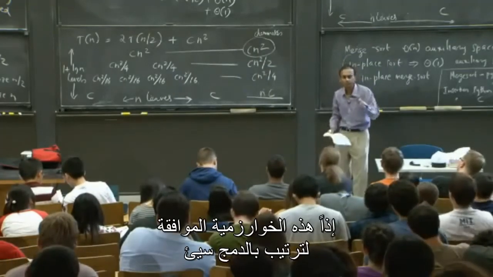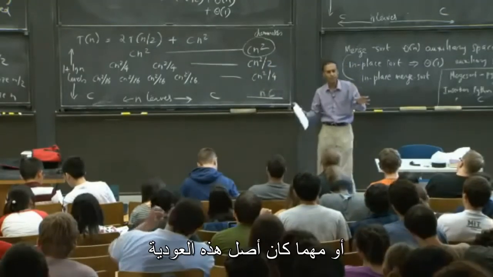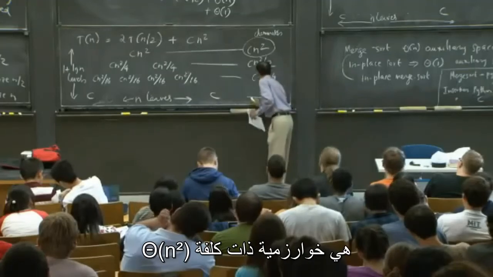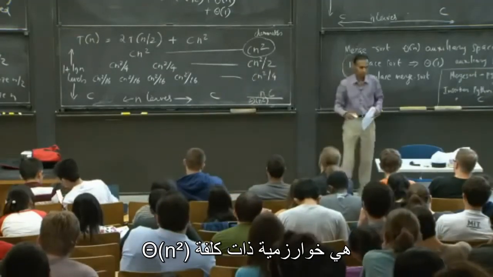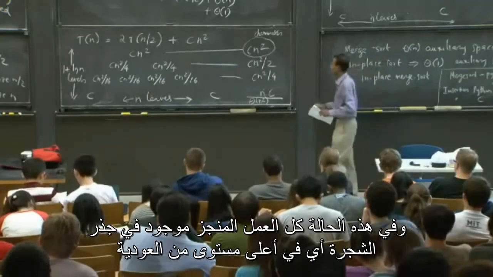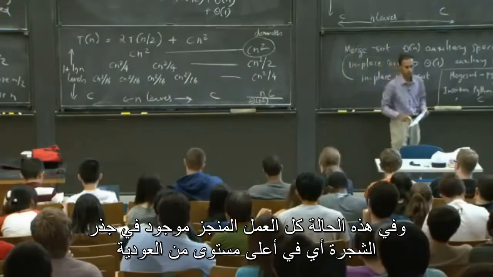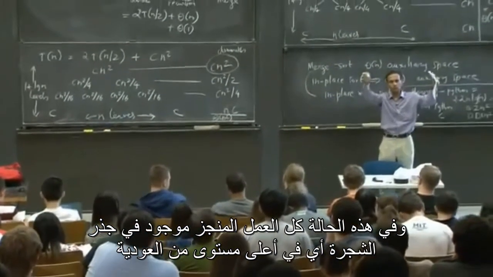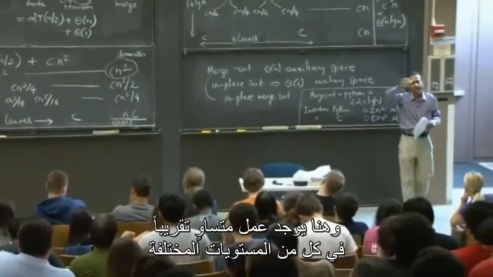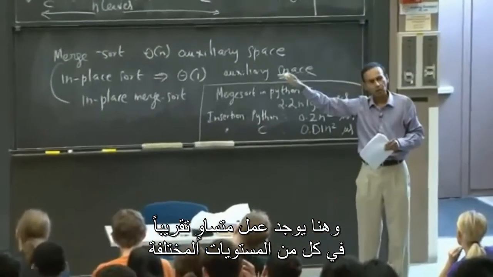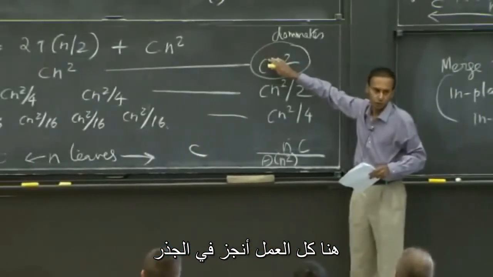Right? So this particular algorithm that corresponds to this crummy merge sort, or wherever this recurrence came from, is a theta n squared algorithm. And in this case, all of the work done is at the root, at the top level of the recursion. Okay? Here, there was a roughly equal amount of work done in each of the different levels. All right? Here, all of the work was done at the root.